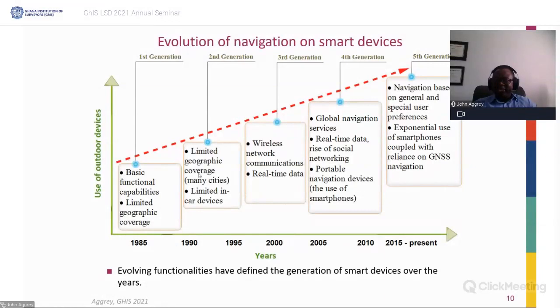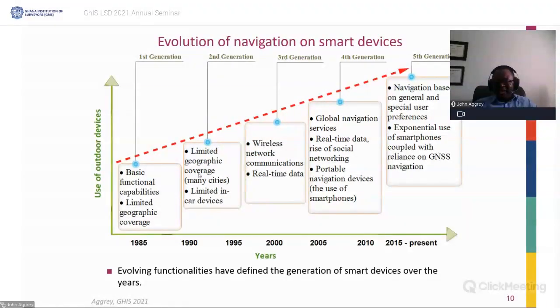And when it began in 1985, there weren't so many functional capabilities added to it. I think it originated in the U.S., in some of the states. So there wasn't a global geographic coverage. It was just limited to a few cities, and that's how it evolved from there.